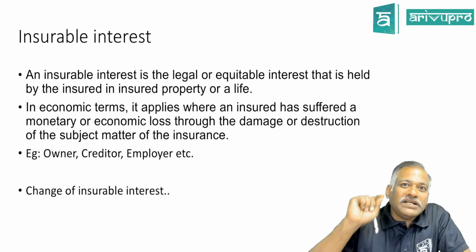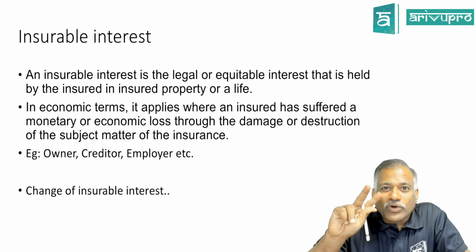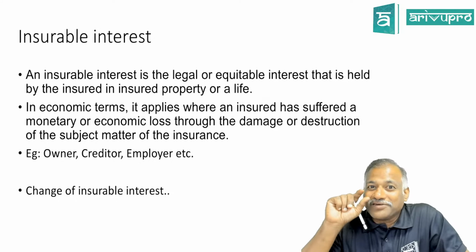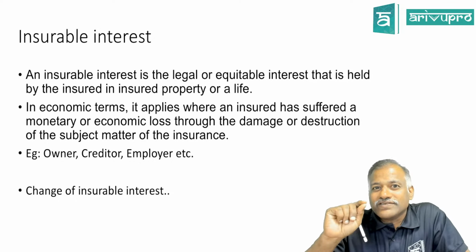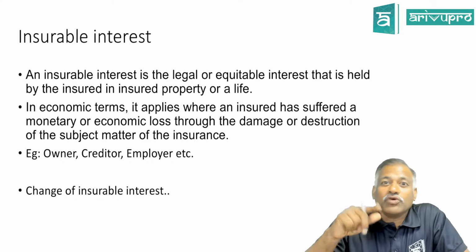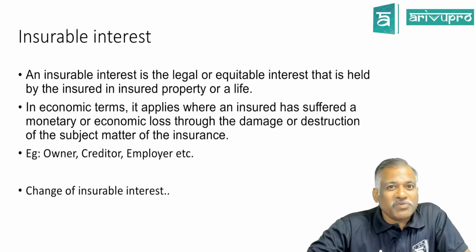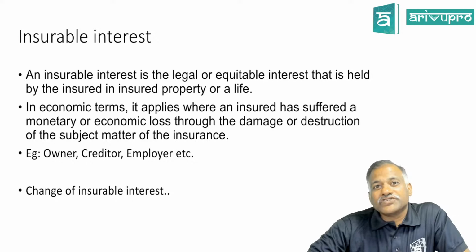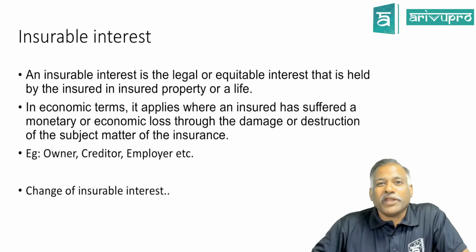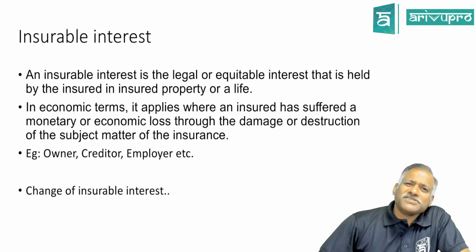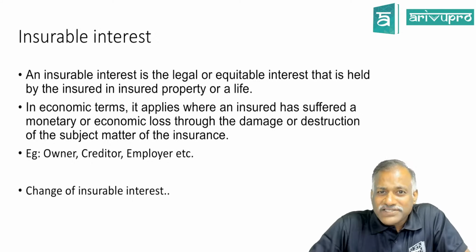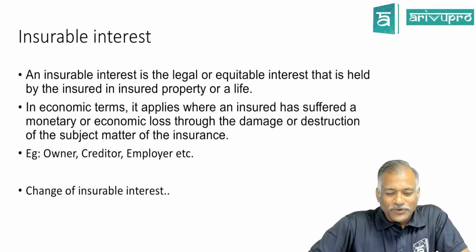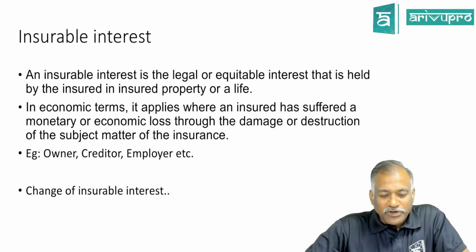So the insurable interest should exist at 2 times. Please observe this. The insurable interest should exist at 2 times. One, when you are taking the insurance, there should be insurable interest. And it should also have an insurable interest when there is a loss happening. Now, there are some exceptions everywhere. Here also there are exceptions, right? So, we will deal with the exceptions at a later point of time.